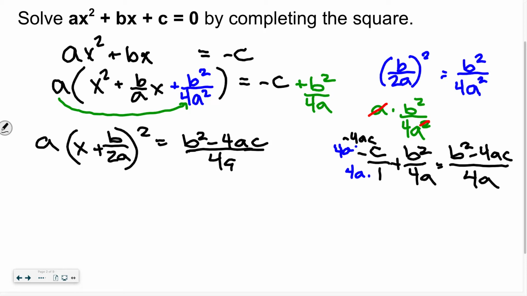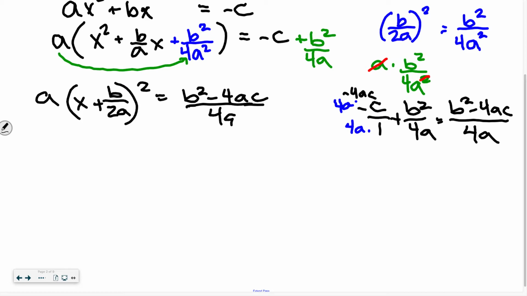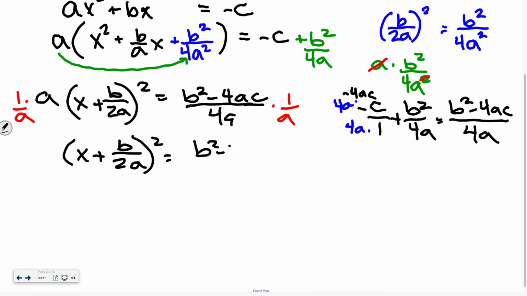Okay, so next, what would you do to solve? Okay, divide by a. Whatever we factored out, we have to divide by that number. Now, because I have a fraction over there on the right side, that b squared minus 4ac over 4a, I don't actually want to divide by another a. I'm just going to multiply by its reciprocal. Isn't dividing by a the same thing as multiplying by 1 over a? Okay. And that'll be easier over here with the fraction. So I get x plus b over 2a squared equals, and now I just am going to have b squared minus 4ac all over 4a squared.